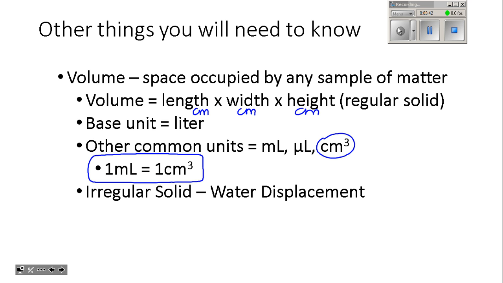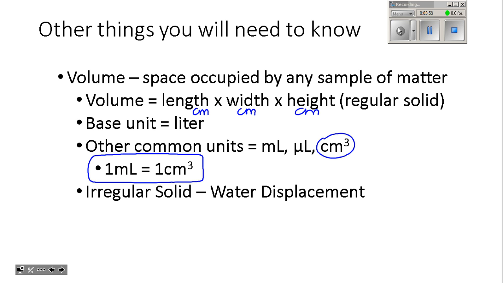So sometimes you will see, for instance, that you have 5 centimeters cubed, and I want you to tell me how many kiloliters that is. So you would have to make a conversion to milliliters first, and then convert that to kiloliters.